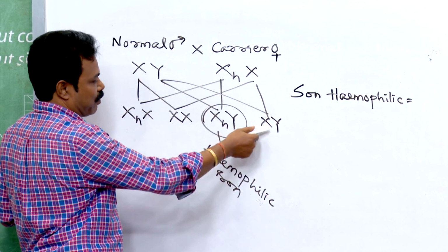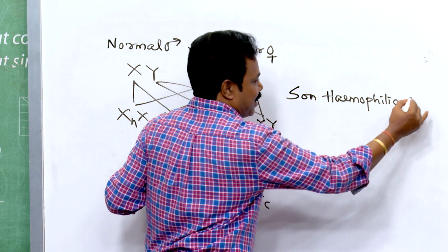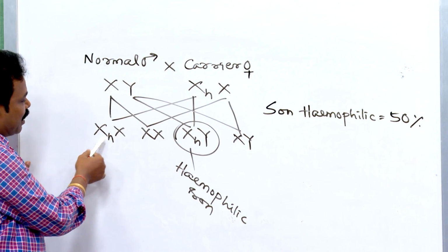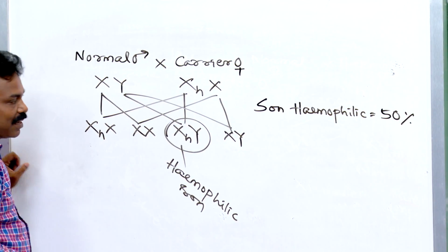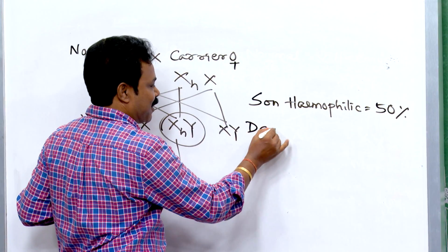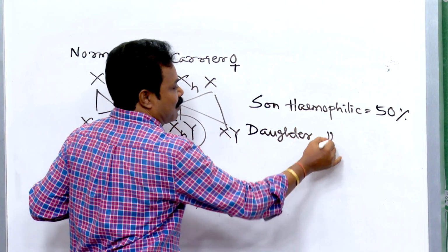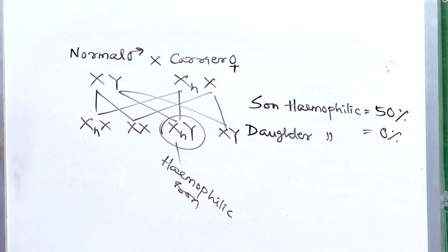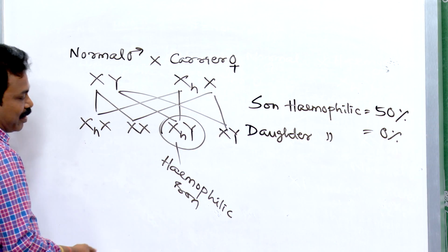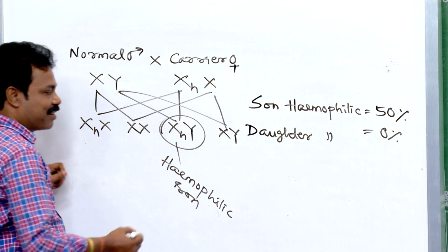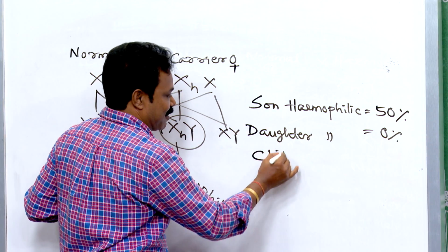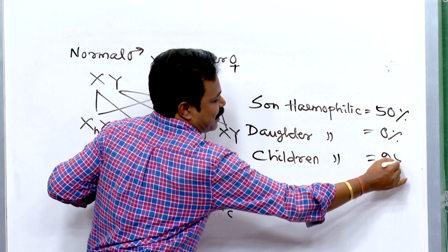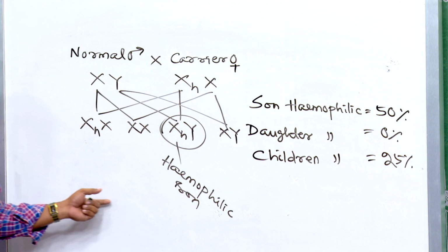Here you see out of two sons, one son is hemophilic, so sons hemophilic 50%. One daughter is a carrier, another daughter is normal, so daughters hemophilic 0%. Children hemophilic: out of 4, only this one is hemophilic in nature, so children hemophilic is 25%. Are you getting it?